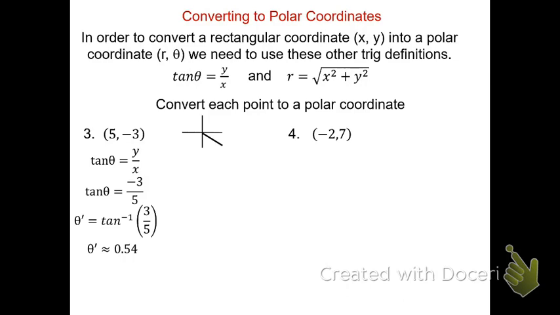So keeping in mind your adjustments, we're short of 2 pi, so to find theta, we're going to go 2 pi minus that reference angle. 2 pi minus the 0.54 is going to be about 5.74. So there's theta, and now let's find the r.